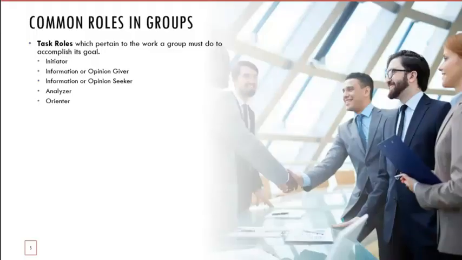Information or opinion givers provide content for the discussion, and most likely everyone should fill this role at some time during the discussion. On the other side of that is the role of information or opinion seeker. This individual probes others for their ideas and opinions on issues before the group and asks for more information that's needed. They may ask for clarification or point out that insufficient information has been presented to draw a good conclusion.